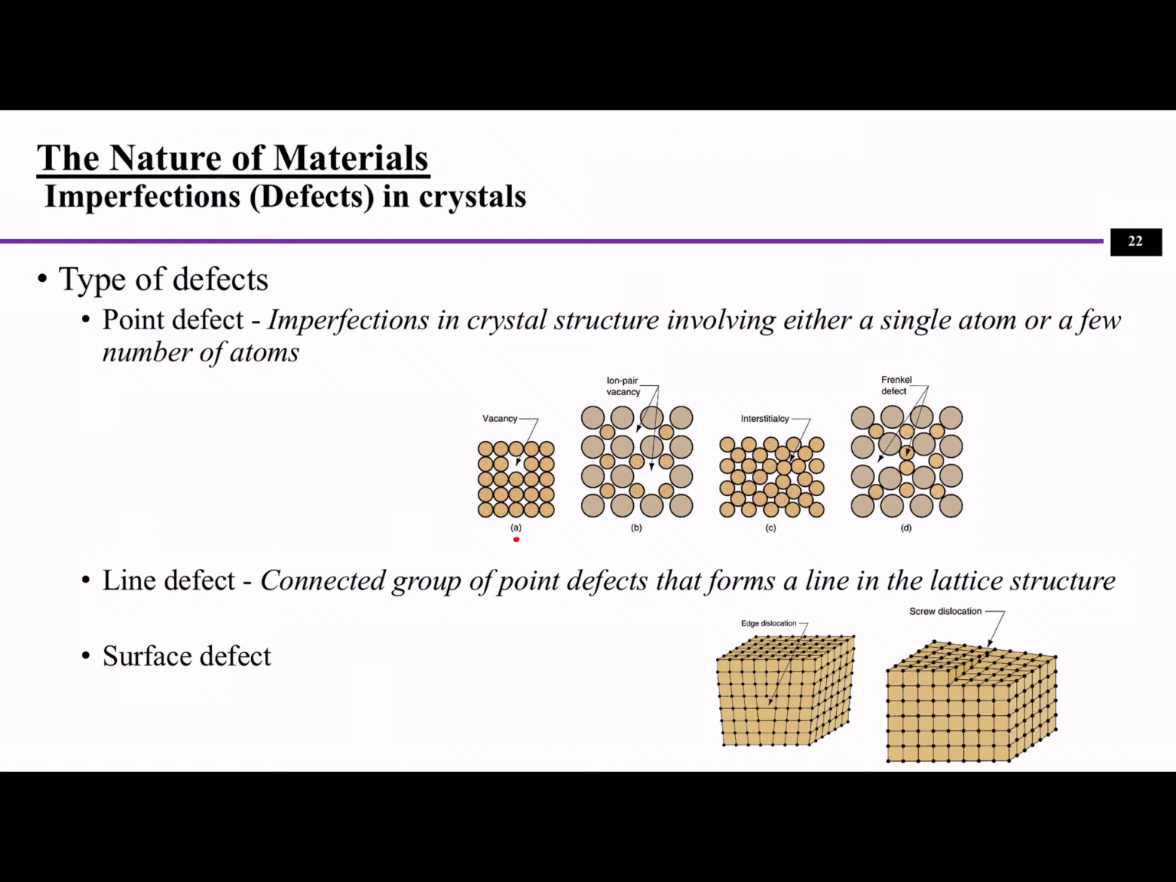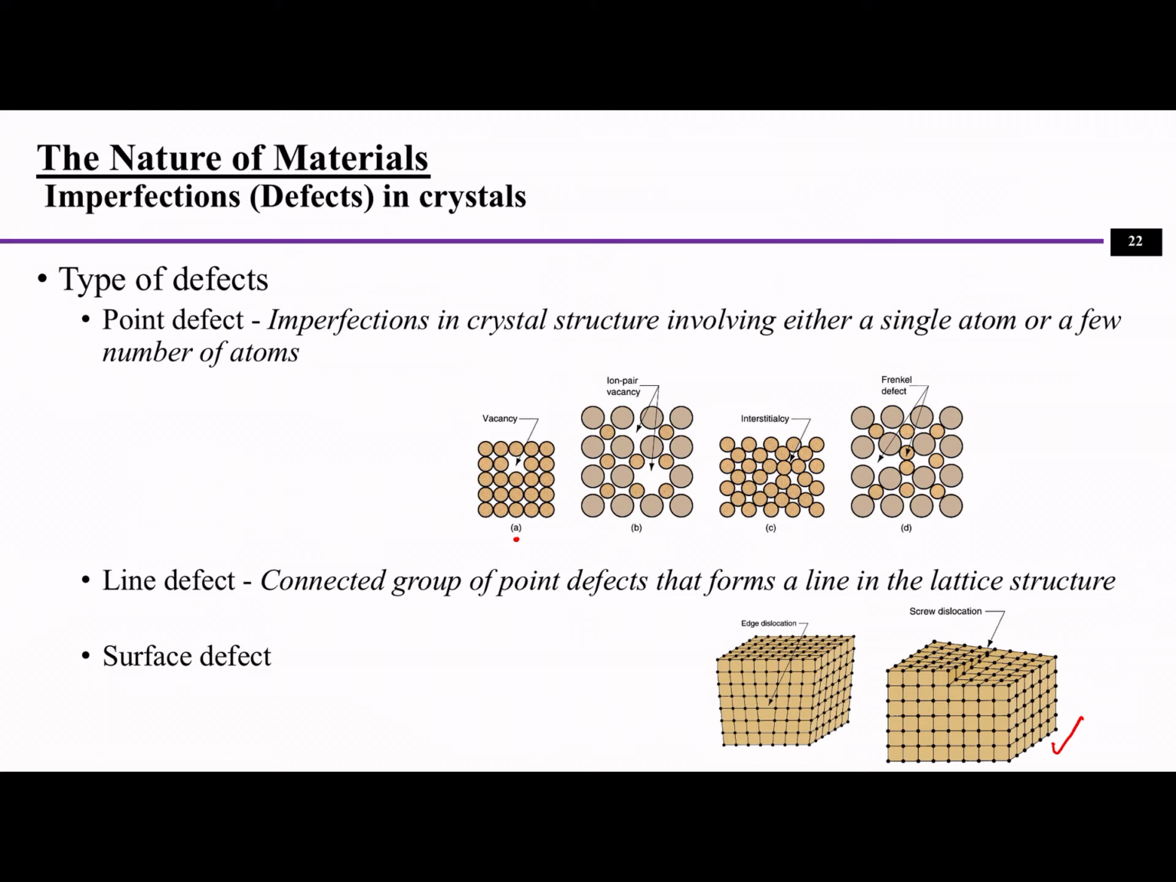Another type is a line defect. Line defect means there is a connected group of defects, where all the atoms are missing, right? For example. Another type is a surface defect. A surface defect is where a whole surface is distorted, or missing atoms. For example, the last example like this one, right? So it's more a screw dislocation, right?